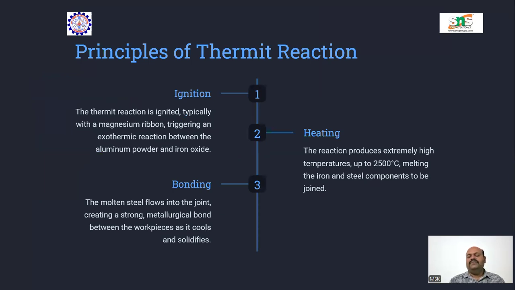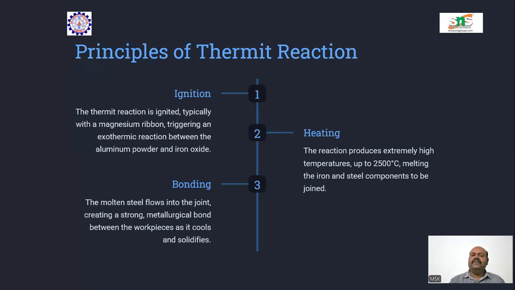So what is the basic principle of thermit reaction? One is ignition, another one is heating, third one is bonding. So the thermit reaction starts with the ignition. So we have a magnesium ribbon to trigger the exothermic reaction between the two powders, that is aluminum powder and iron oxide. The number two process is heating. The reaction, when ignited or combusted, produces a temperature up to 2500 degrees centigrade, melting the iron and steel components to be joined.